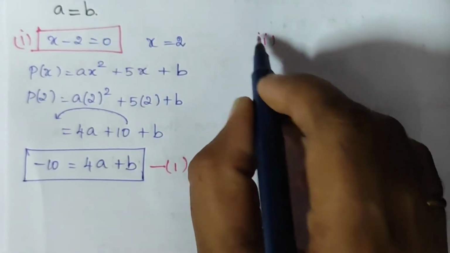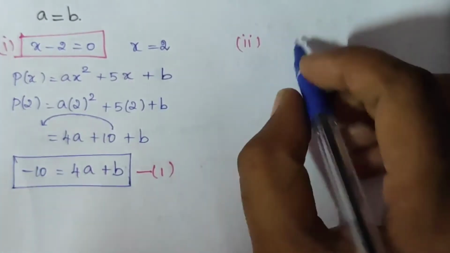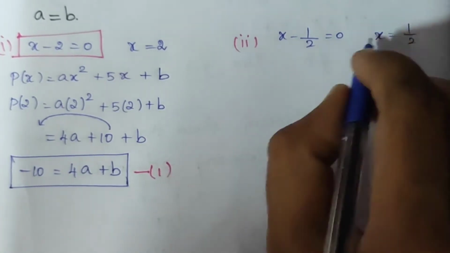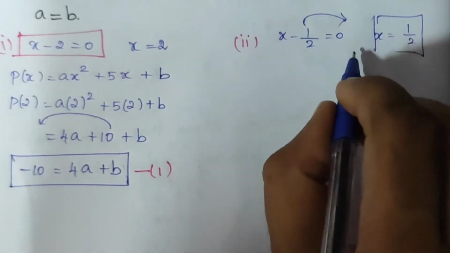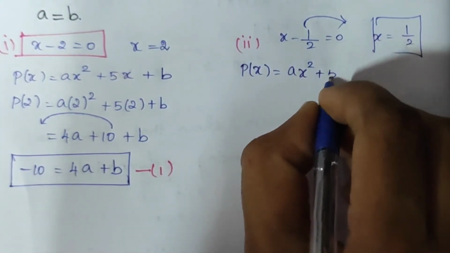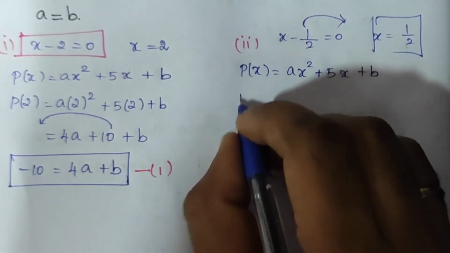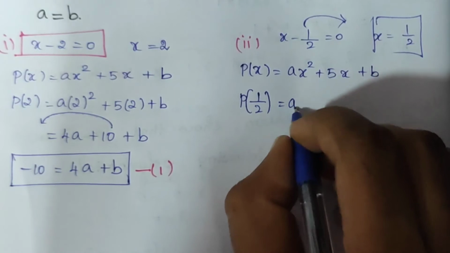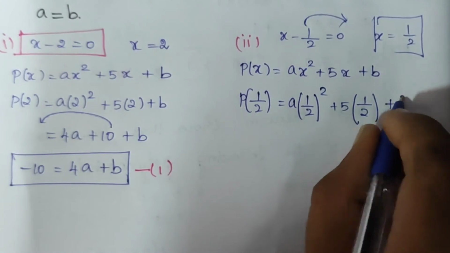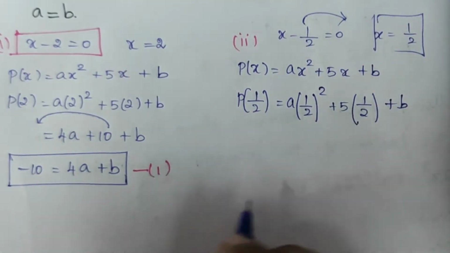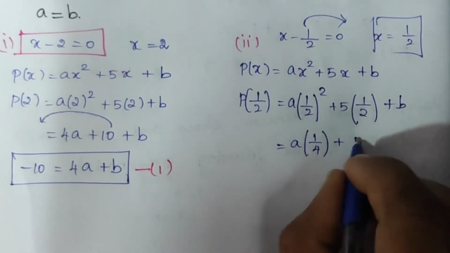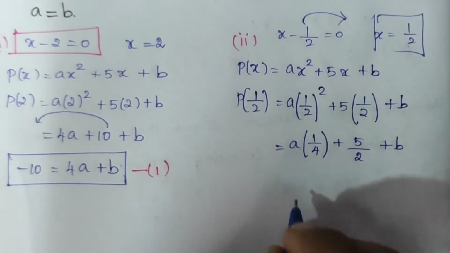In the second case, x minus 1 by 2 is equal to 0, therefore x is equal to 1 by 2. When you take this to the other side, x is equal to 1 by 2. So as usual, p of x is equal to ax square plus 5x plus b, right? So p of 1 by 2 is equal to a into 1 by 2 square plus 5 into 1 by 2 plus b. So a into 1 by 4 plus 5 by 2 plus b.